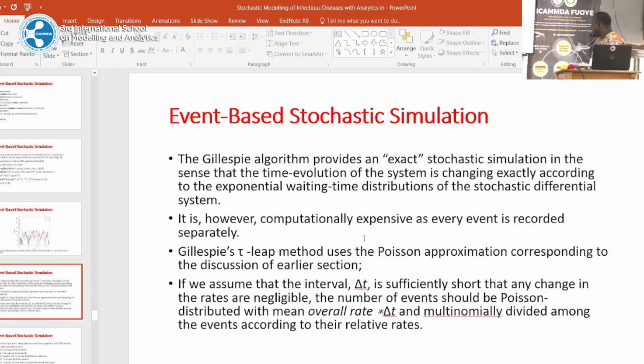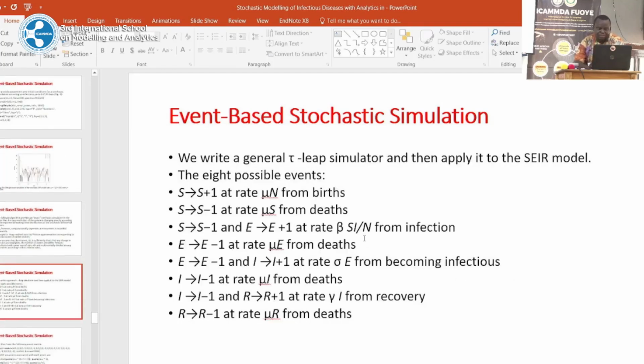Now, with mean overall rates, events are multinomially divided among the events according to their relative rates. Now, we write the general tau-leap simulator and then apply it to the SIR model. For the SEIR, it's different from the SIR. The SEIR will have 8 events. We have added another class, E, to the existing ones, so the events have increased from 6 to 8.